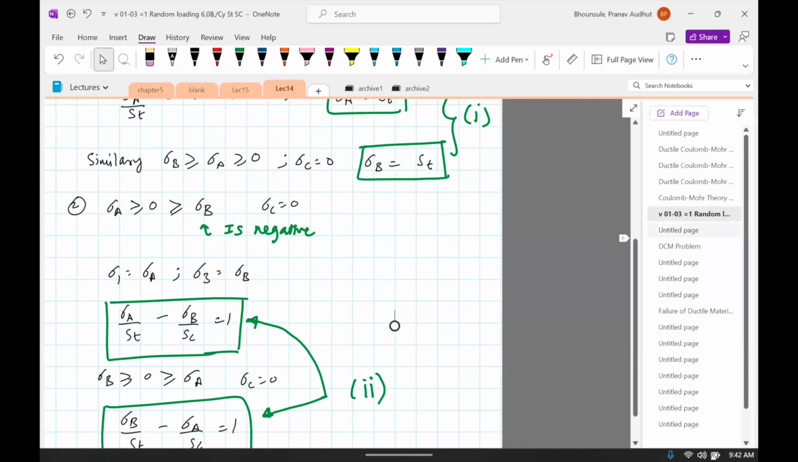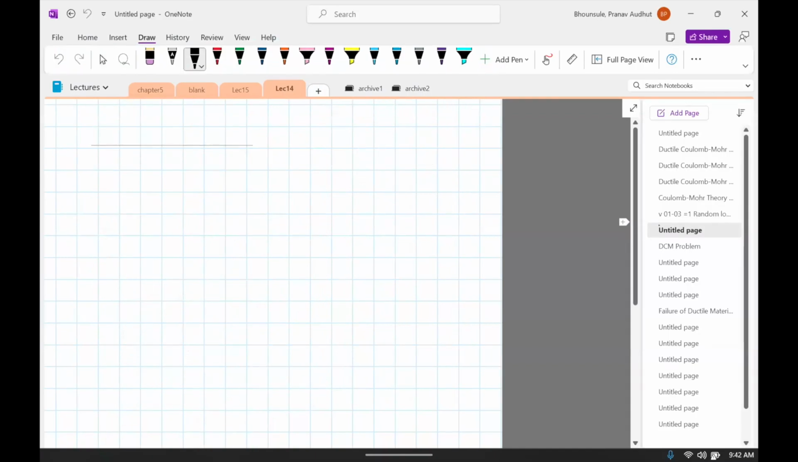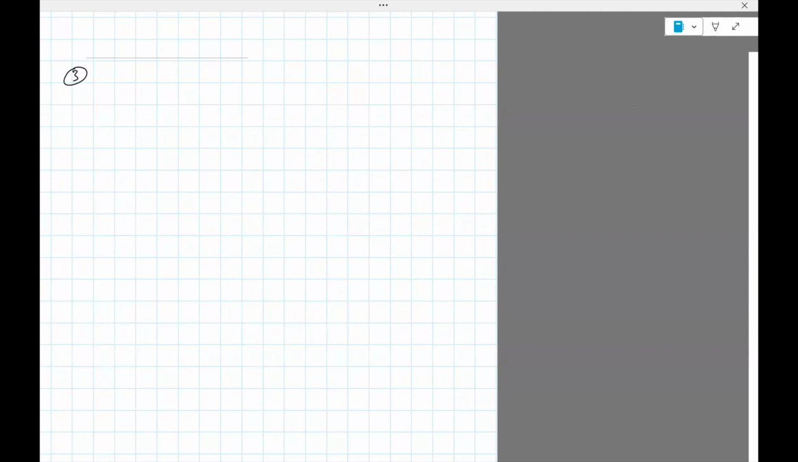Okay, so third case, case number 3. 0 is greater than sigma A is greater than sigma B. As always, sigma C is 0. So we can identify the maximum stress. It's simply 0. The minimum stress, sigma 3, it'll be sigma B. And so we have 0 divided by ST minus sigma B divided by SC equals 1. And so we see that the condition is sigma B equals minus SC.